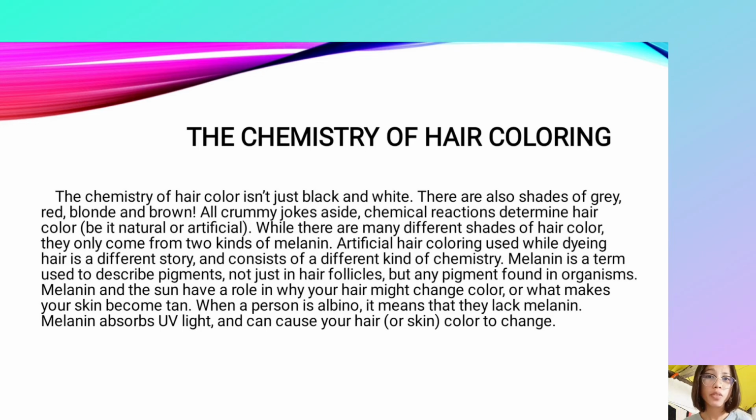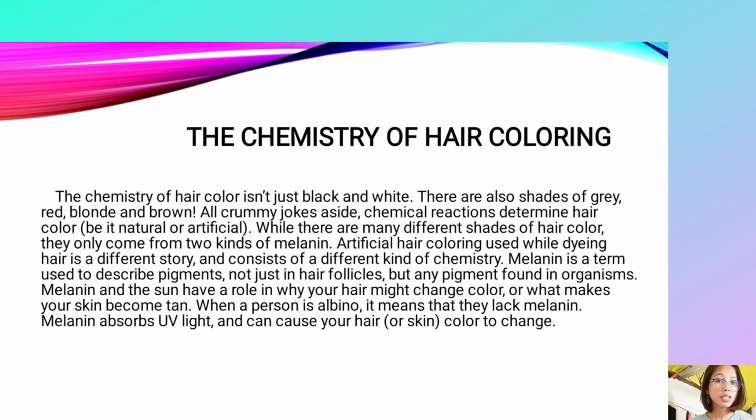While there are many different shades of hair color, they only come from 2 kinds of melanin. So, artificial hair coloring or dyeing hair is a different story and consists of a different kind of chemistry. So, if we color our hair, it is different, and it is called artificial because it is not natural. Because we can change it every month if we want, but in natural hair, they have 2 melanin, and melanin is a term used to describe pigments.